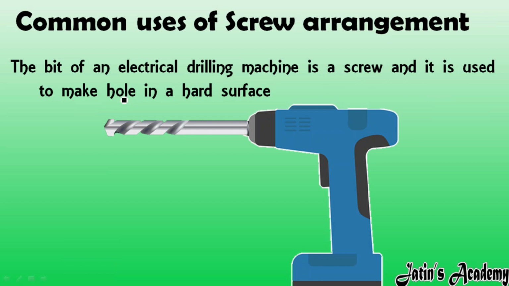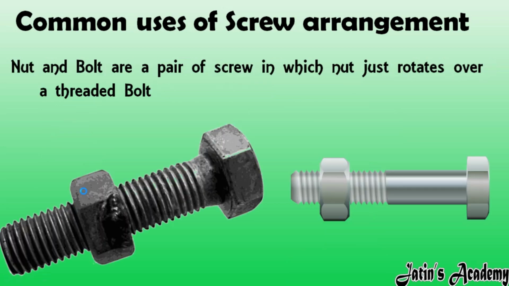And a bit of an electrical drilling machine is a screw. Here also, in a drilling machine we are using a screw, and it is used to make a hole in a hard surface. In a drill, a screw arrangement is there. Whenever we apply force from the outside, it moves inside into the wall or into the hard surface. So it will make a hole in a hard surface.